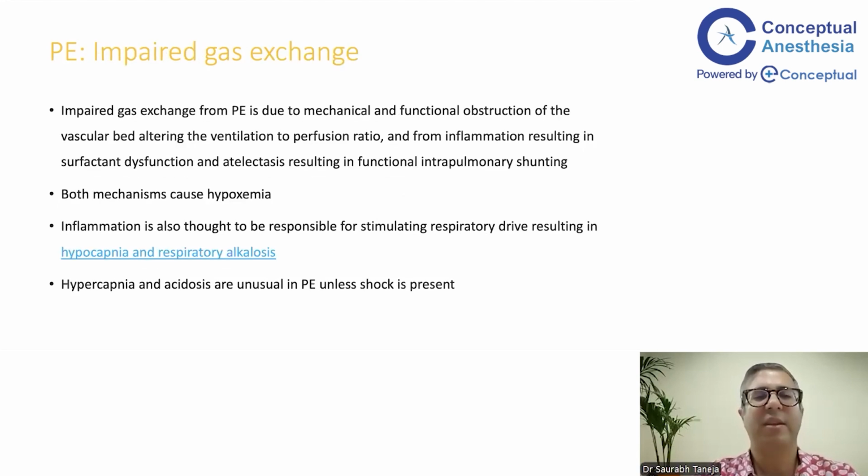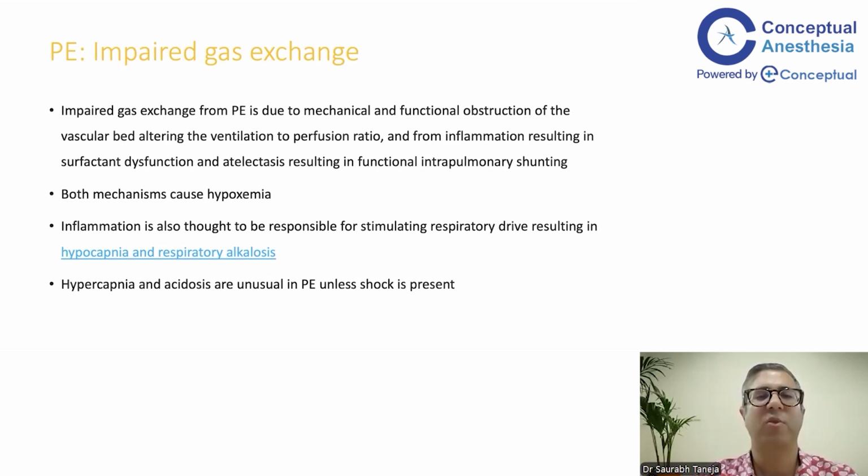So impaired gas exchange from pulmonary embolism is due to the mechanical and functional obstruction of the vascular bed, altering the ventilation to perfusion ratio. And both these mechanisms, mechanical and functional, and the VQ ratio mismatch lead to hypoxemia. Remember, the inflammation leads to stimulation of respiratory drive. So when you have a patient, he will have hypoxemia. But usually in the initial stages, they will have respiratory alkalosis and hypocapnia due to increased respiratory rate from stimulation of respiratory drive. Hypercapnia and acidosis are unusual in PE unless shock is present.